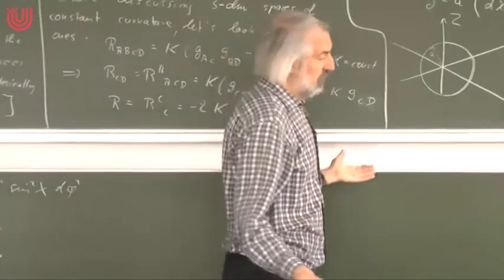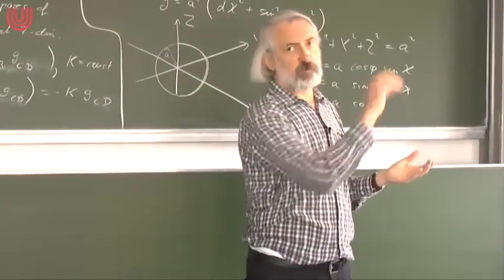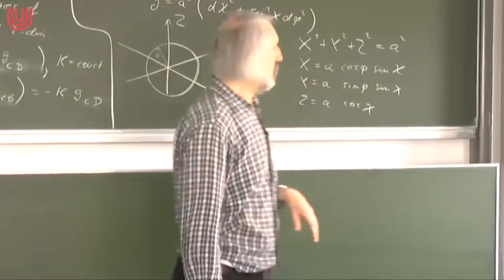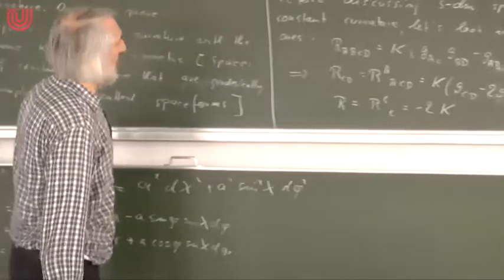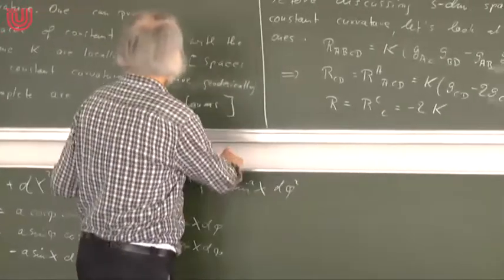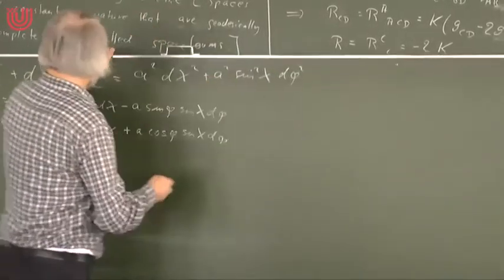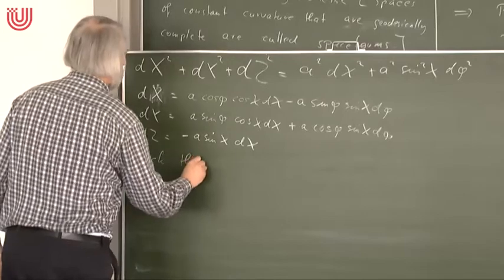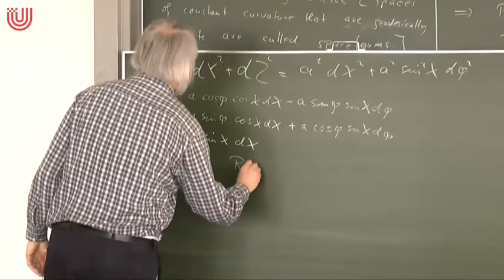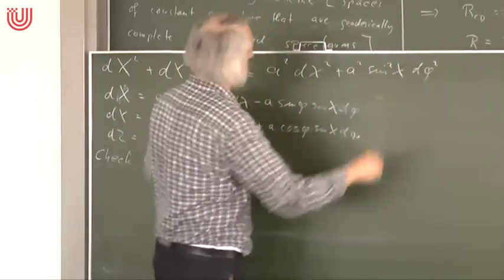Projective space can also not be embedded into R3. We can only embed it with a self-intersection. So it cannot be globally isometrically embedded into 3-dimensional Euclidean space. Okay, and if you don't believe it, you check that with this expression for the metric, you have indeed R_ABCD. It's not difficult. From this expression you calculate the Christoffel symbols.